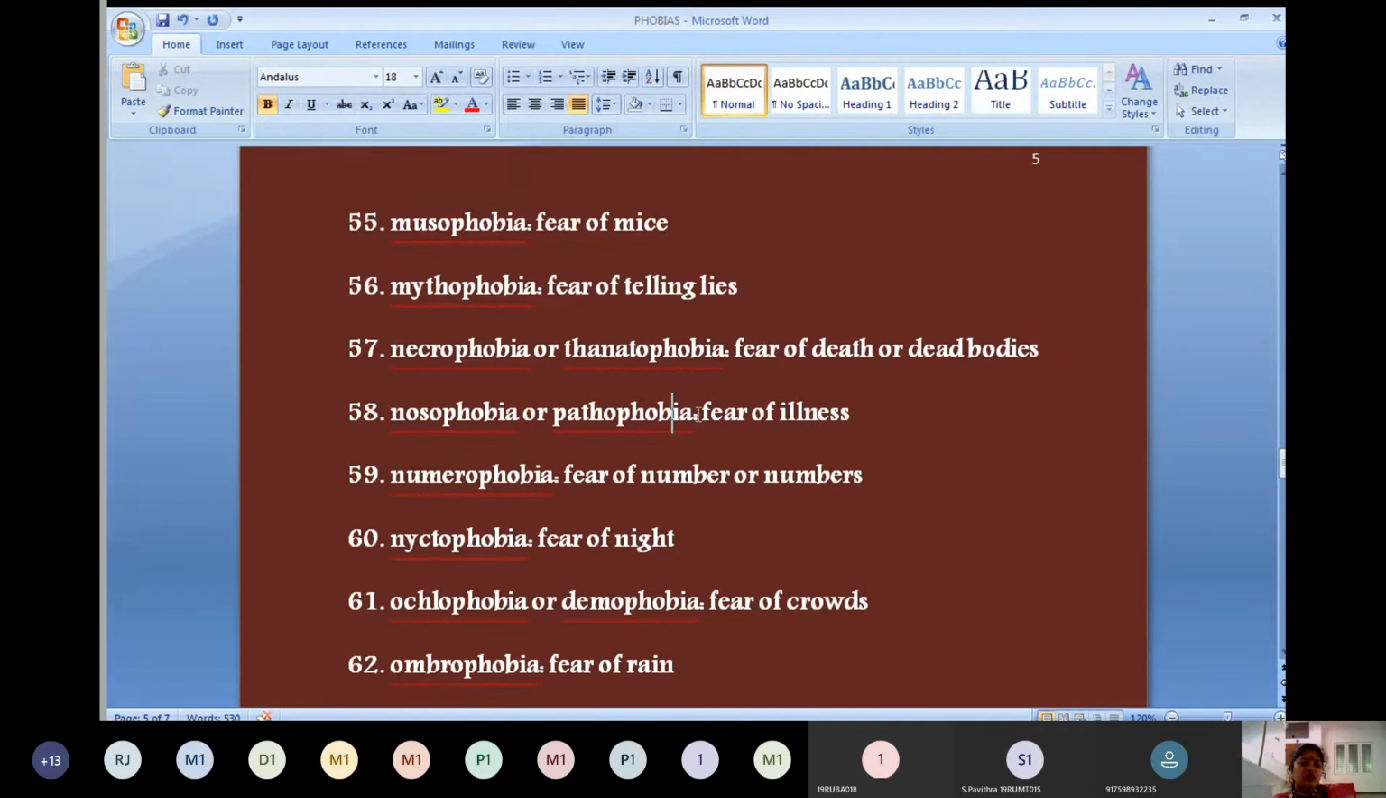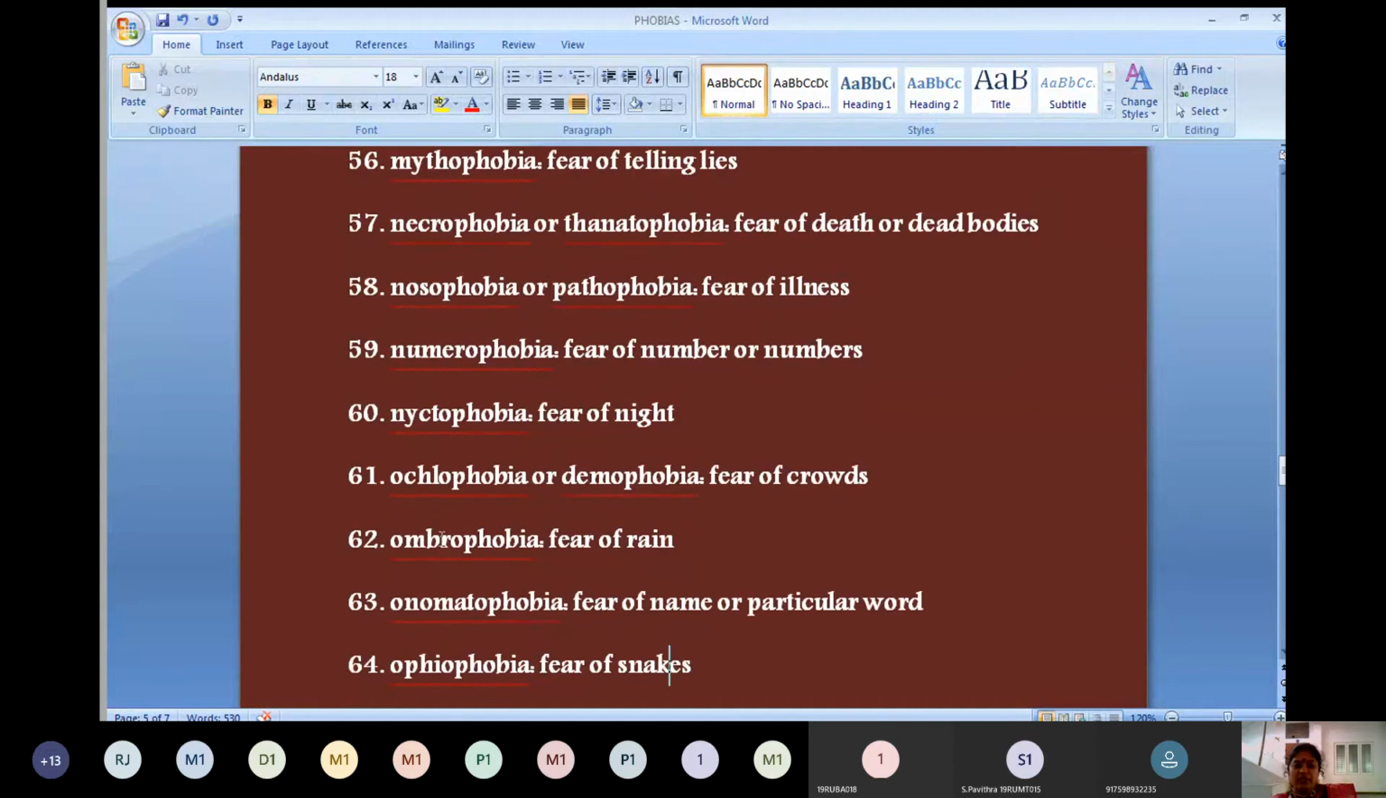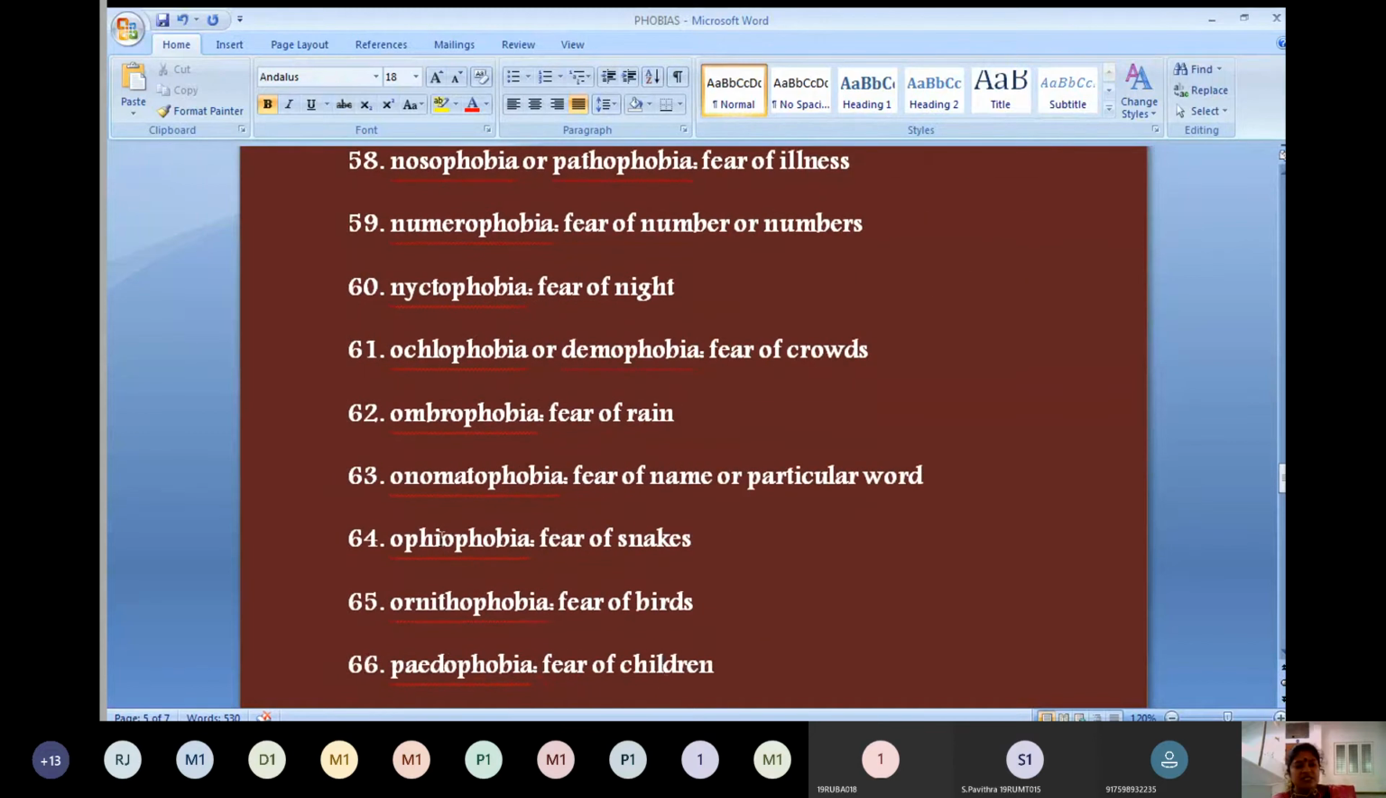Then, as you all know, numero means numbers. Numerology, study of numbers. Then fear of numbers is called numerophobia. Fear of night. இரவு அப்படினாலே ஒரு அச்சம். Nyctophobia. Nycto means night. Then fear of crowds. கூட்டத்தை பார்த்து பயப்படுறது. Sometimes during the festival time we will be afraid of the crowds. Oh, I should not go here because so many people will be here. Overcrowded population we will be afraid of. So demophobia or ochlophobia means fear of crowds.